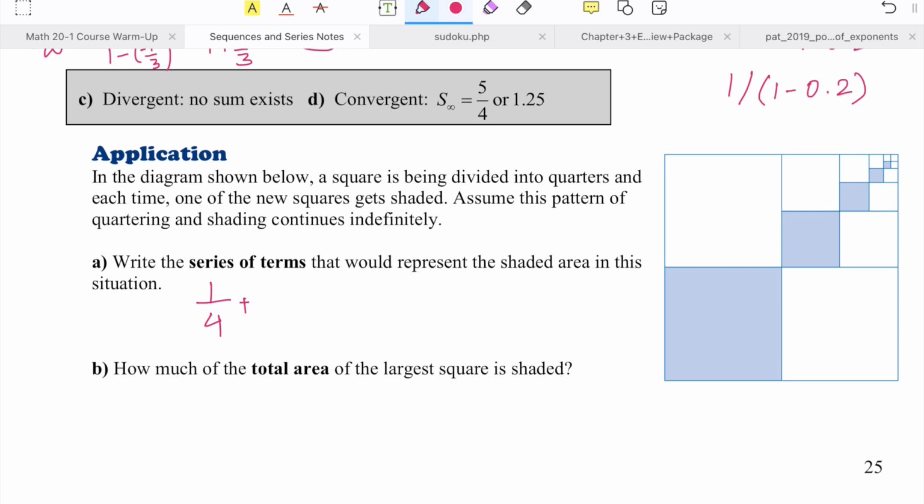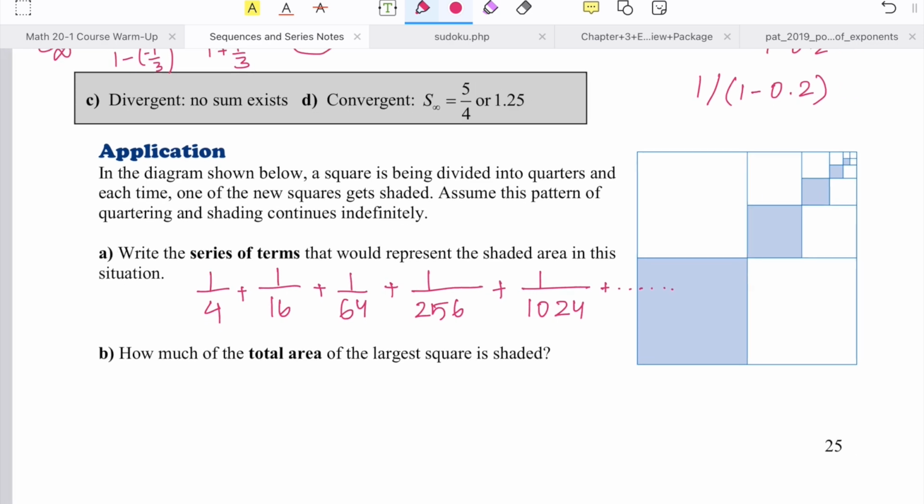Okay, so 1/4, and then it's going to go down by 1/4 again, which would be 1/16 plus 1 over 64 plus 1 over 256, because 64 times 4 is 256. And then 1 over 1024, and so on. It's gonna go and go and go, right?